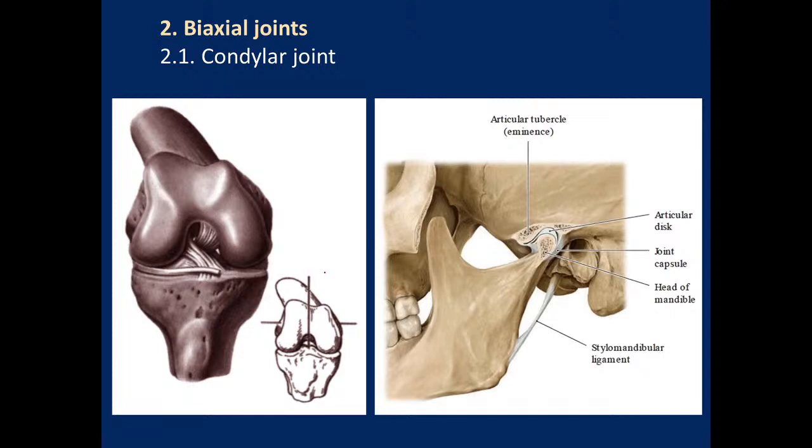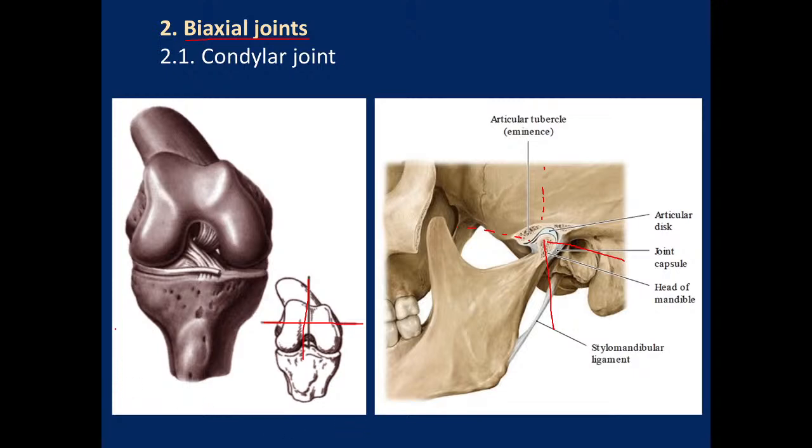Biaxial joints. They have two axes of rotation. You see one axis and the second axis. Or here one axis and second axis here, vertical and frontal.